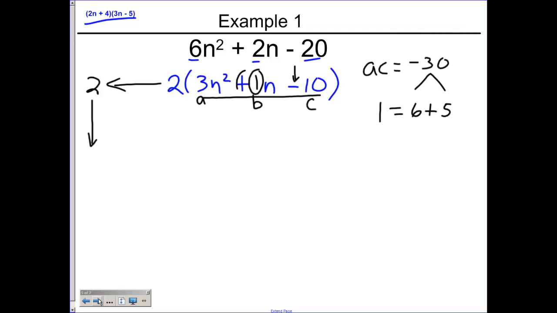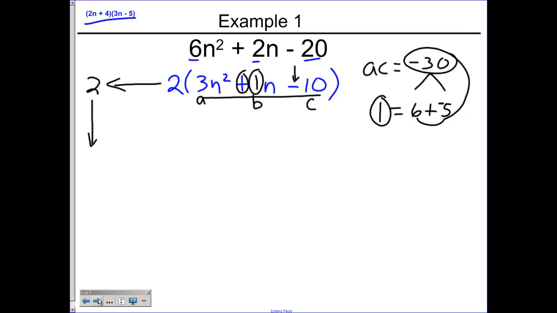And if I look at my middle term, it is positive. What that's telling me is my bigger of the 2 factors has to be positive, which means my 6 has to be positive and my 5 has to be negative. So 6 plus a negative 5 will still make a positive 1, but when multiplied together will still give me a negative 30. So those are the 2 factors I'm going to use.